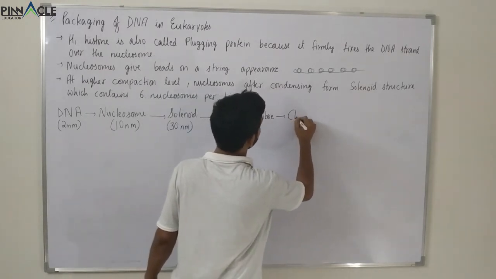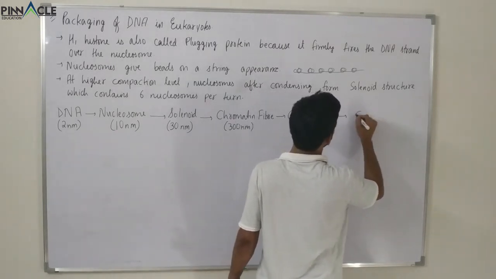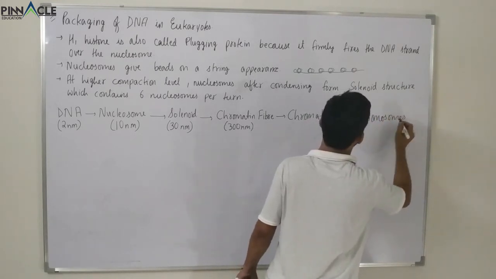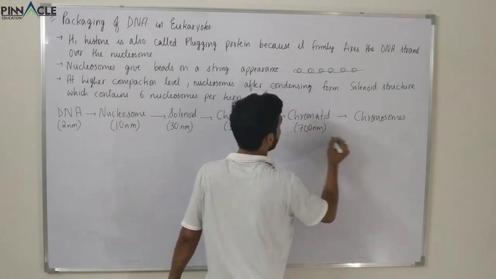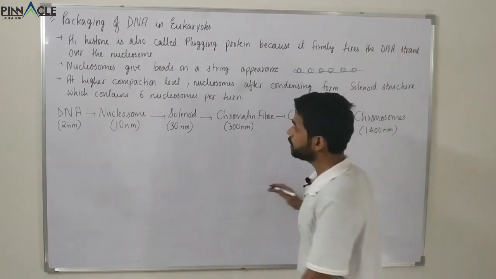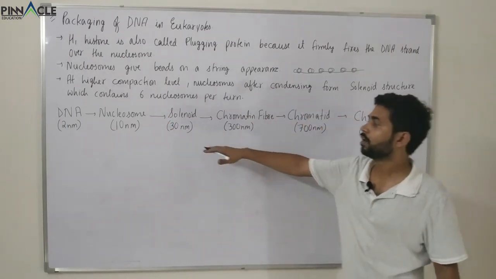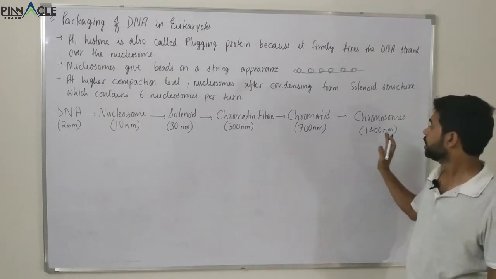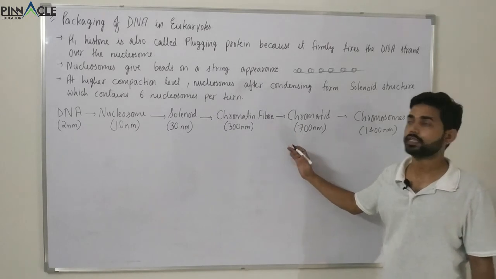After it, the chromatid part comes, and then the chromosomes. So its thickness is around 700 nanometers, and the thickness over here is 1400 nanometers. As you can see, as the DNA is undergoing further and further condensation, the thickness increases from 2 nanometer to a final thickness of 1400 nanometer. So this is the normal sequence of the condensation of DNA.